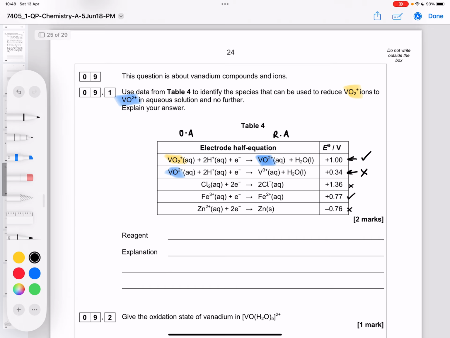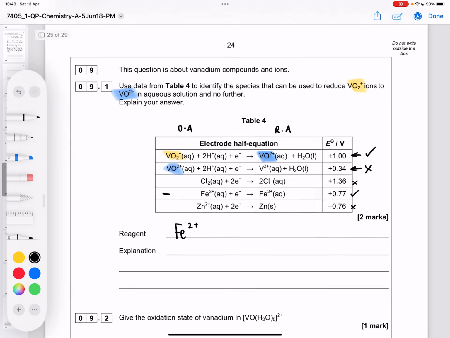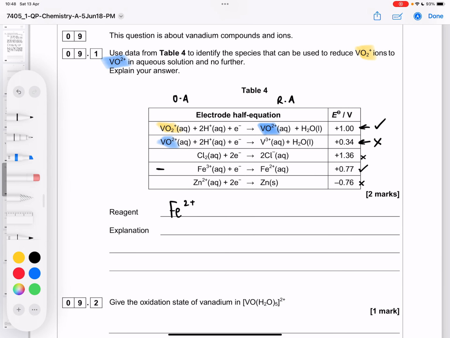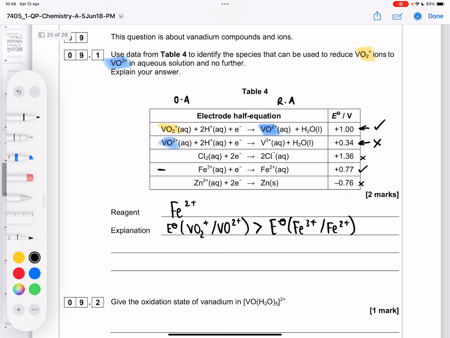Fe equation, so this equation here, but remember we're picking from the right the reducing agent, so Fe2+. Now our explanation needs to use the inequalities, so we're saying the E0, the electrode potential for the one we want to happen, VO2+/VO2+, is greater than the electrode potential. It's always the left-hand species / the right-hand species, Fe3+ to Fe2+. So this is going to work. So that means that the first thing here can be reduced by the last thing.